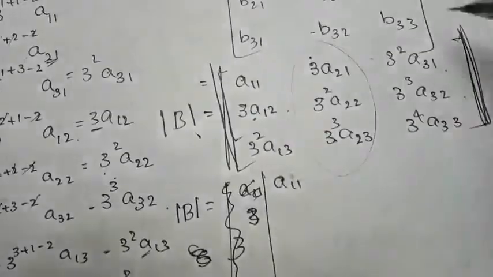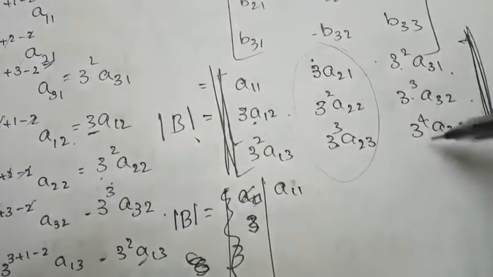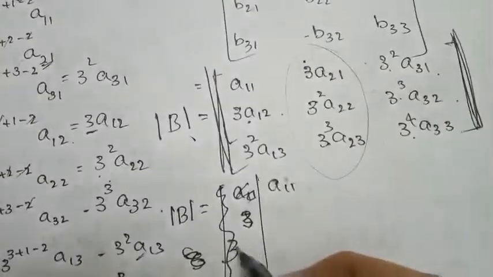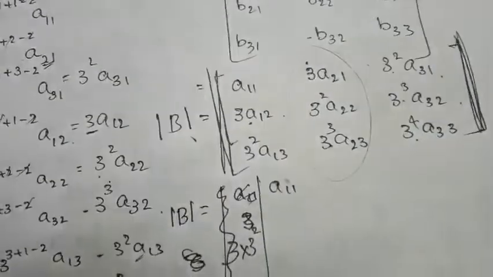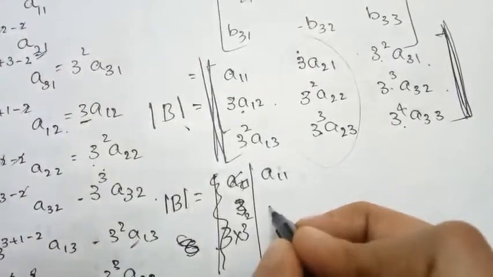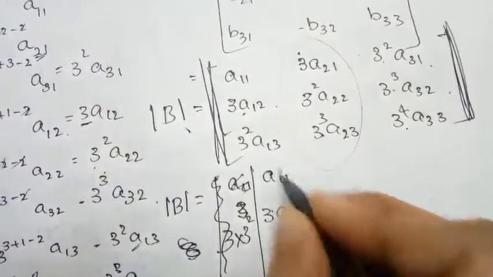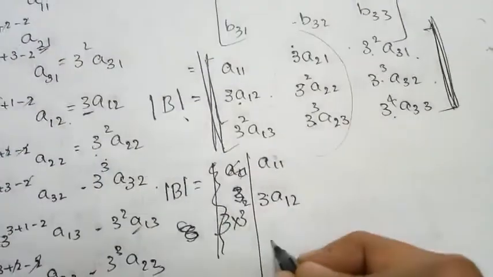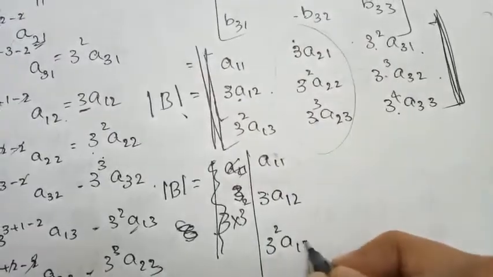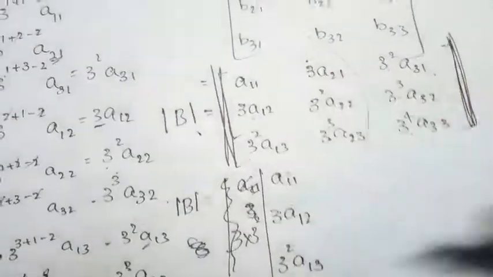And in the third column, what is common? 3 square, 3 cube, 3 to the power 4. So common is 3 square. After taking the common, what all remains? In the first column there are no changes because there is nothing common at all, so I didn't take any common from the first column.